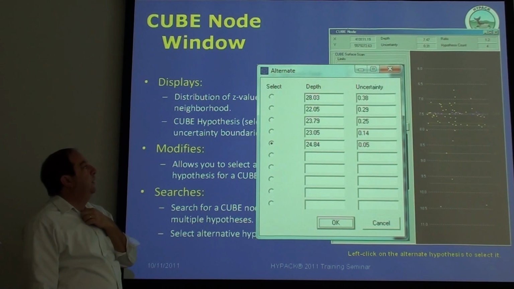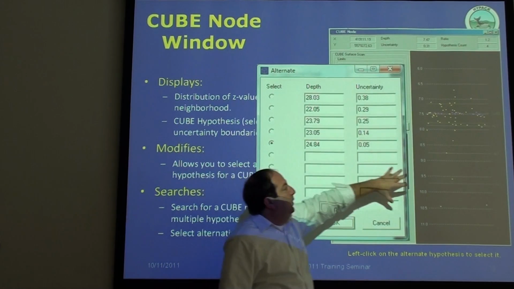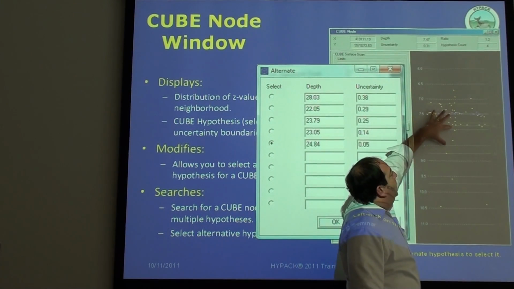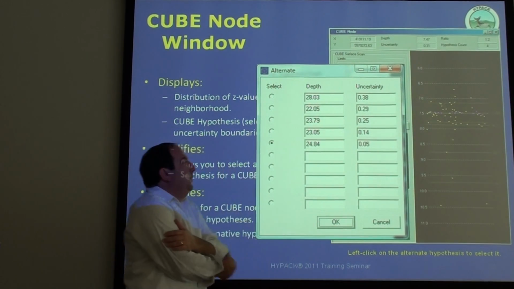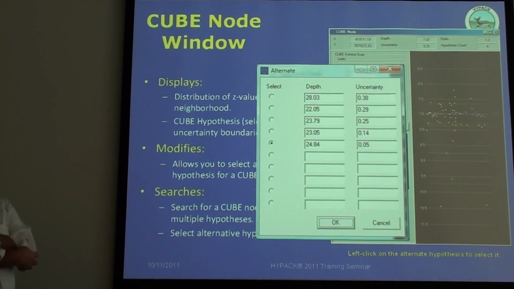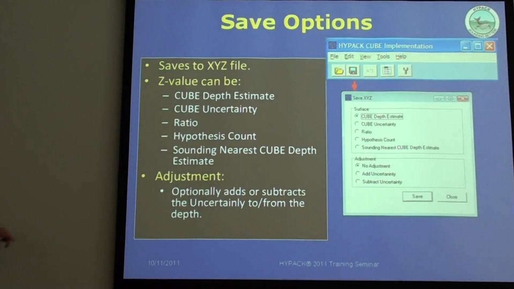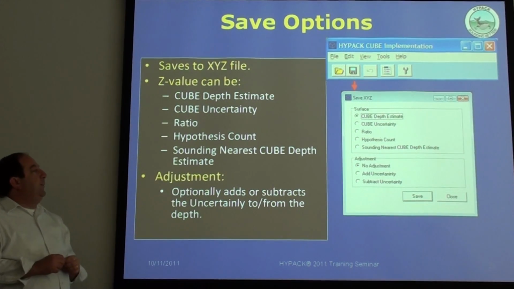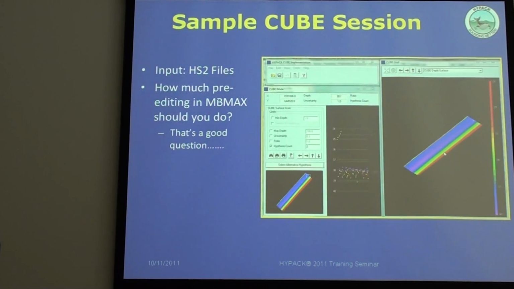Different values if you want. It's hard to justify picking one over the other. Well, there's all these points. I don't want this one, I want this one. Well, how do I know the difference? CUBE knows there's a difference, but for you to realize which one's better, I usually take the first result and go with it. And then sounding nearest CUBE depth estimate preserves an actual XYZ sounding.